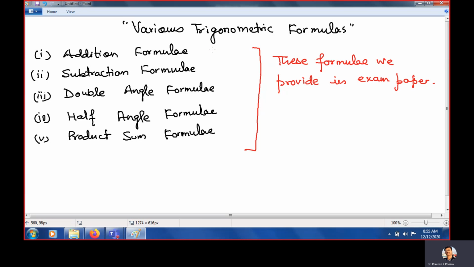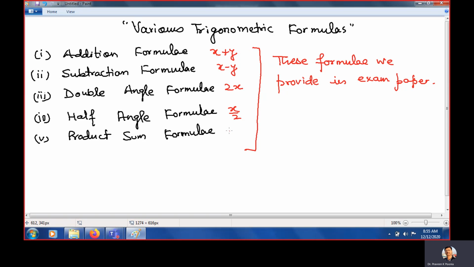Addition means if two angles are given, so x plus y. Subtraction means x minus y. Double angle means 2x. Half angle means it is x by 2.